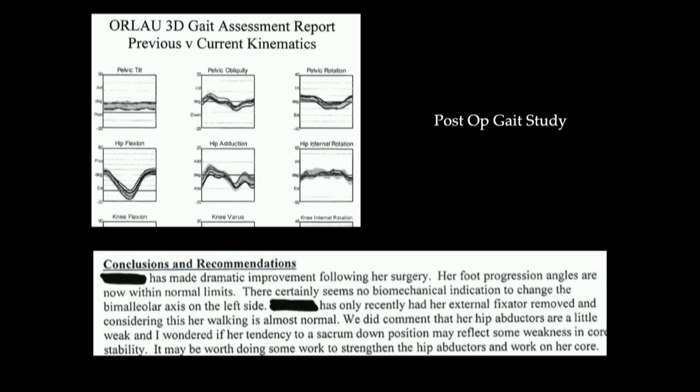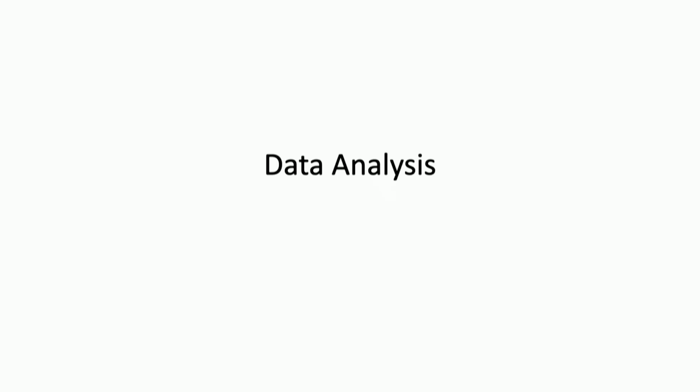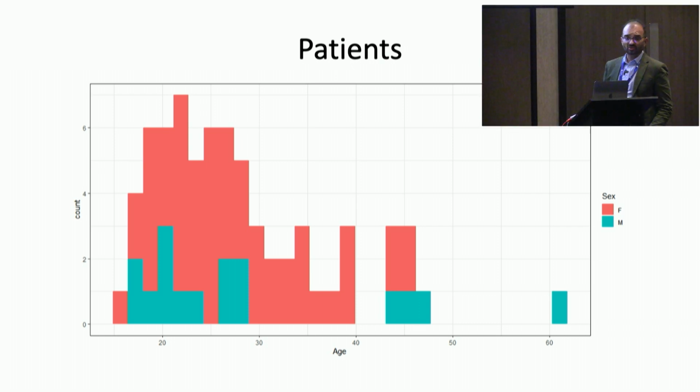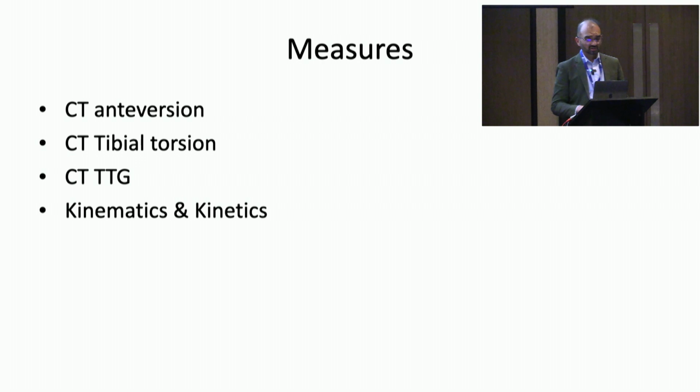So after now collecting 12 years of these patients, we decided to do data analysis. This is some of the preliminary data. Here's a distribution, female and male, and as you'd expect, it's mainly young females. The measures: CT anteversion, CT tibial torsion, TTTG, kinematics and kinetics, exactly as we've said.